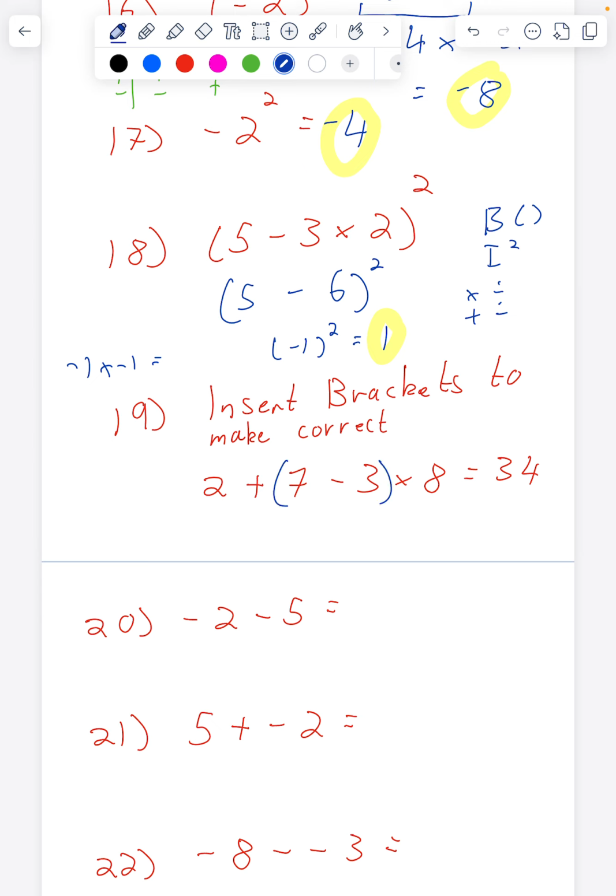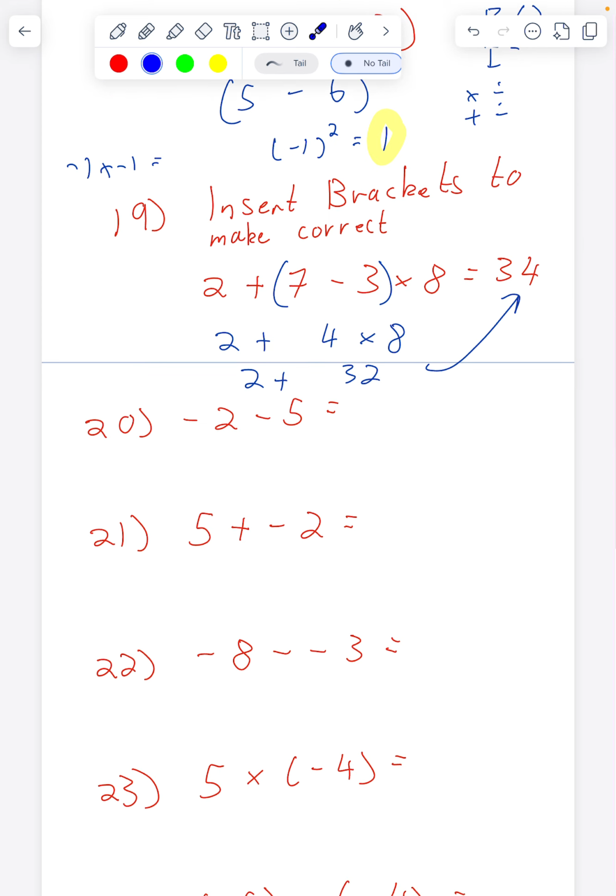If we did this, because you've got brackets here now, you would do the brackets first. You would do 7 take away 3, which is 4. So you'd have 2 plus 4 multiplied by 8. Now this is going to be the one that works, because now you do the multiplication before the addition. So 4 times 8 gives you 32, and 2 plus 32 gives you 34. So this is where the brackets would go.